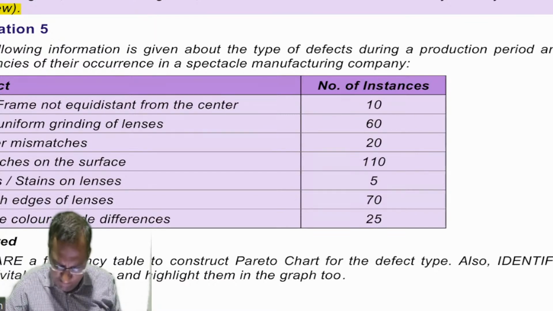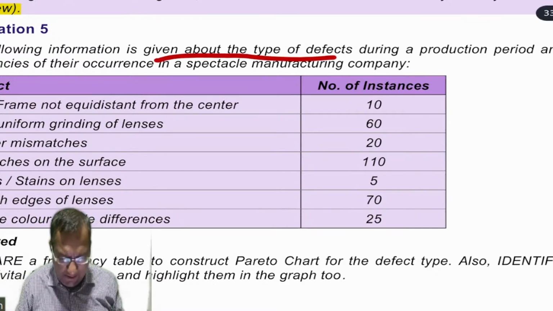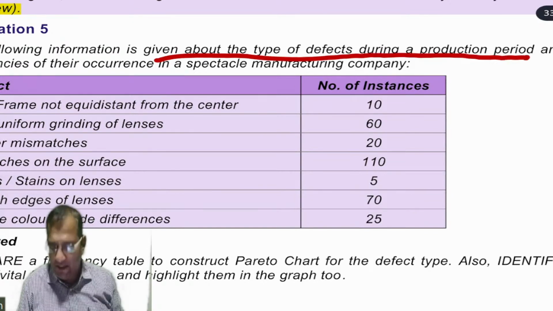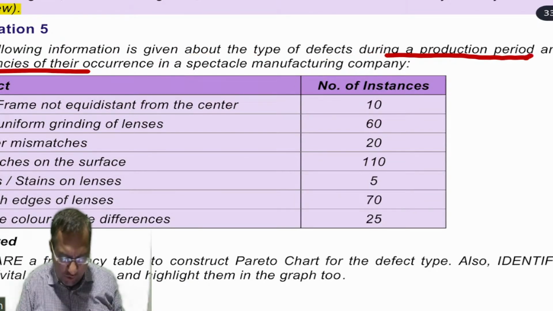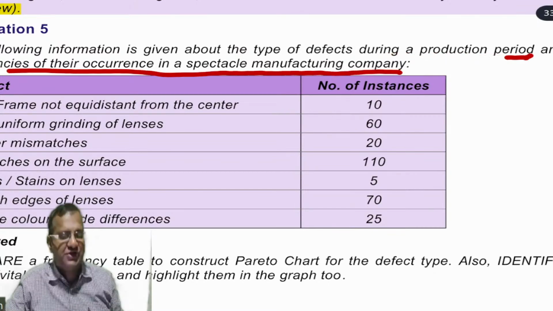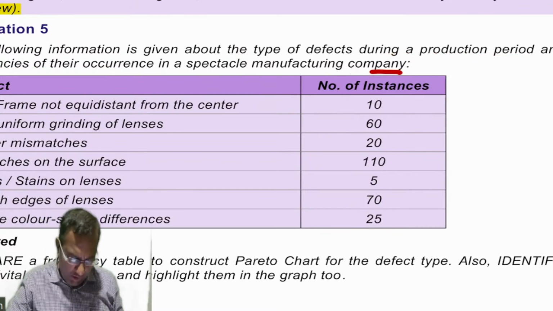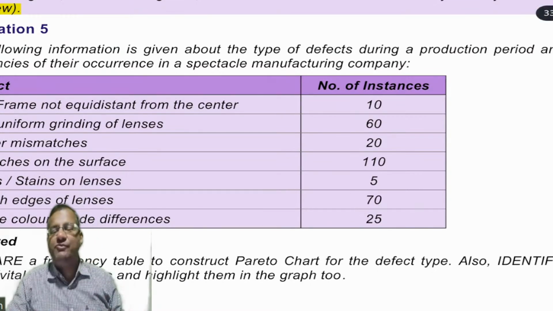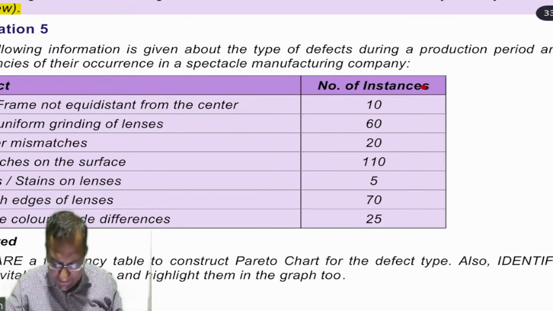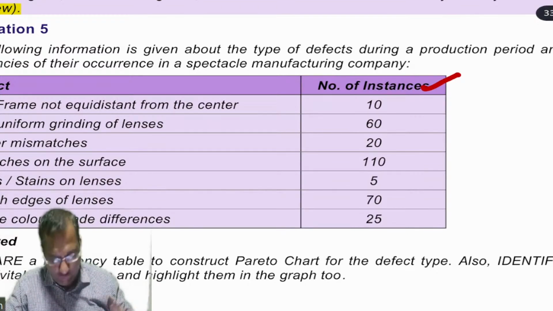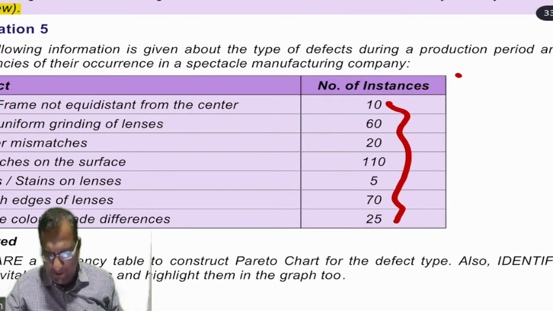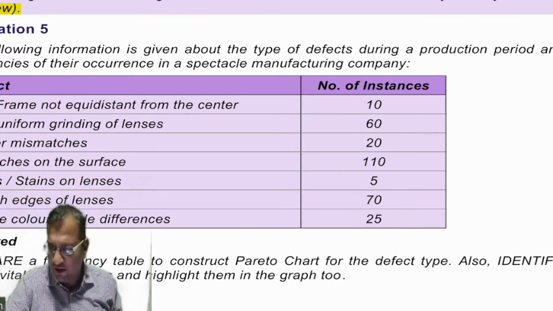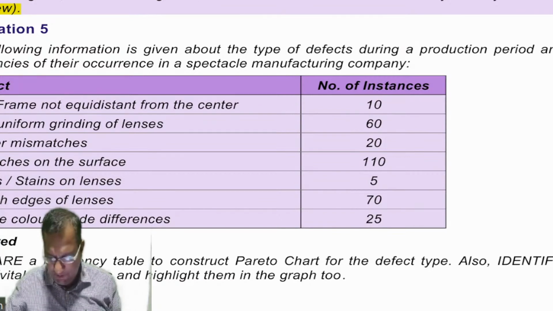The following information is given about the type of defect during a production period and the frequency of their occurrence in a spectacle manufacturing company. Okay, so 7 types of defects are given, and we are also given how many complaints came for each defect. Quickly take the total of the number of instances. How much is it coming? 10 + 60 + 20 + 110 + 5 + 70 + 25.